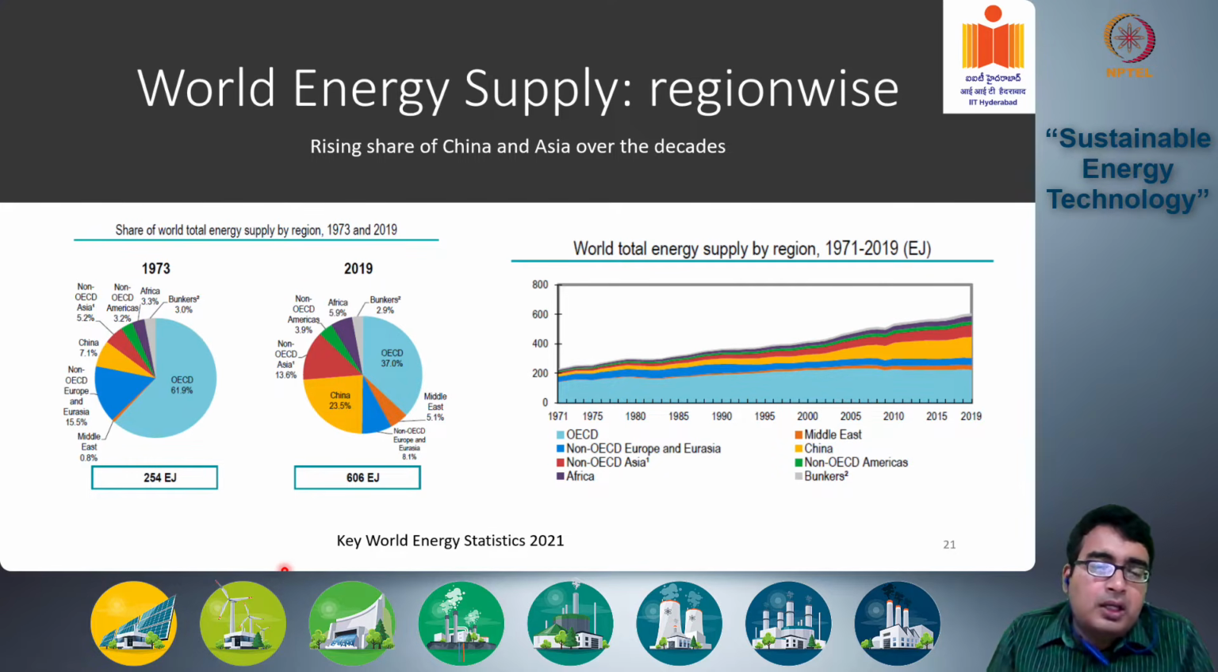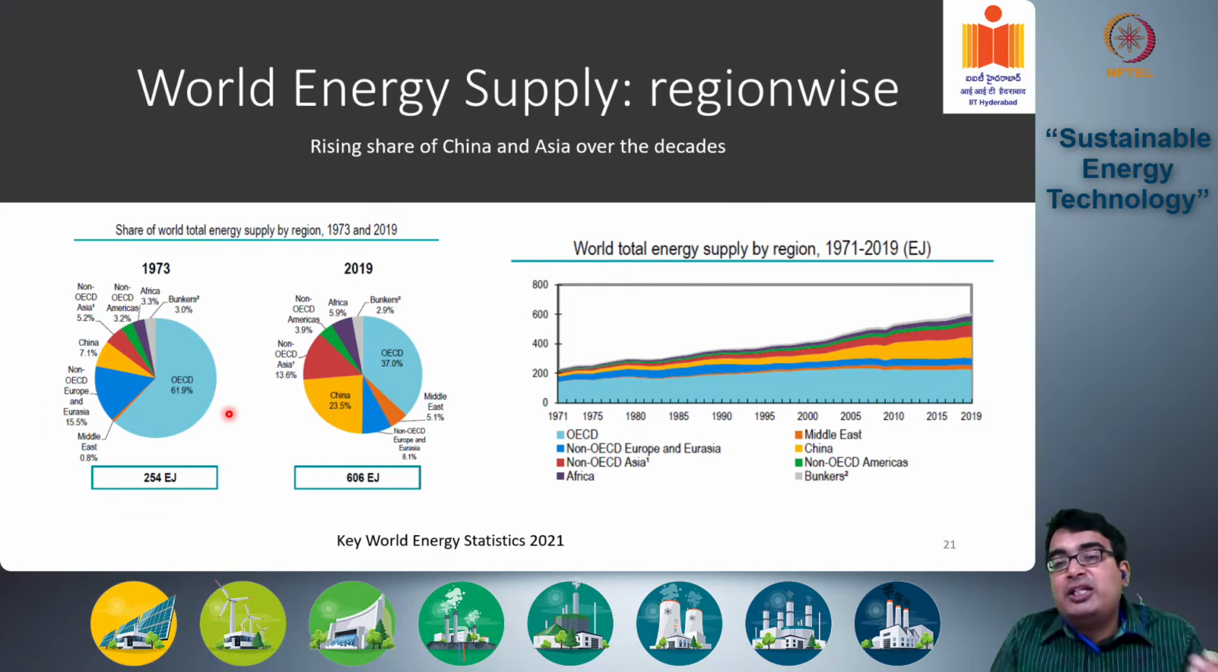So you can see that in 1973, around 62% of the total energy produced and utilized was in the developed world, and around 15% was in the Soviet Union's sphere of influence. So these together were around 76%. So three-fourths of the world's energy production and consumption happened in what might be called the first world countries.